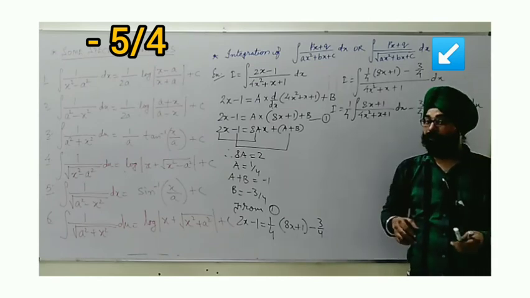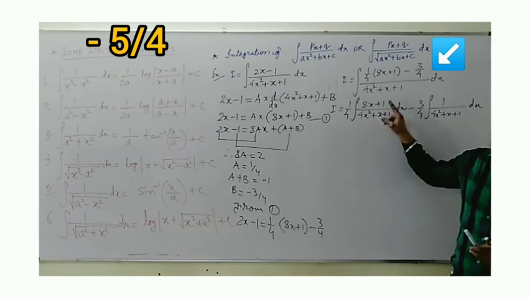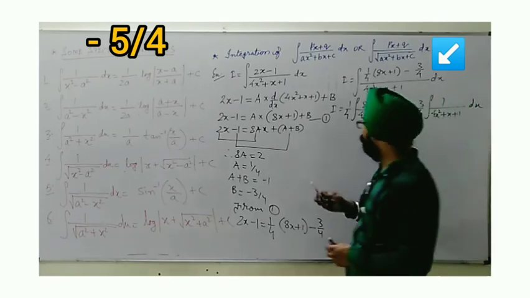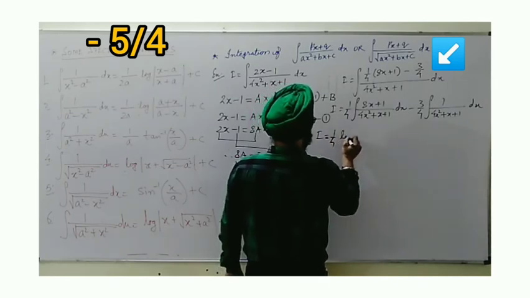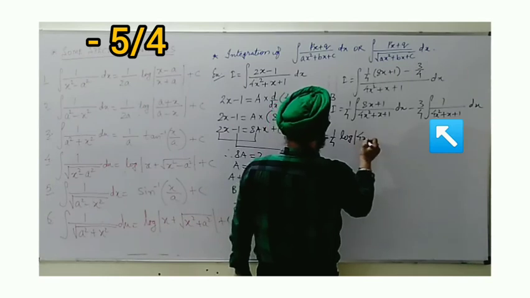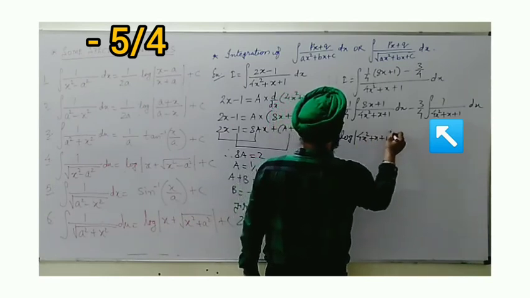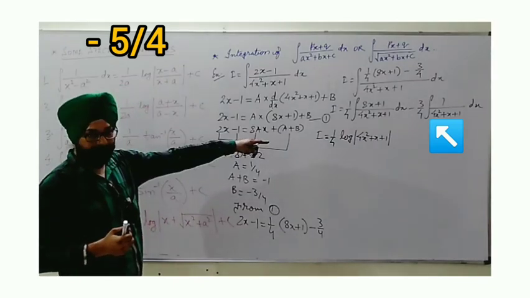Why am I speaking verbally? Because always when you apply the substitution method for the pattern f dash x upon f x, you will get this result as 1 upon 4 log of mod of this denominator. This is planned, as I said. Always. So this can be written directly.